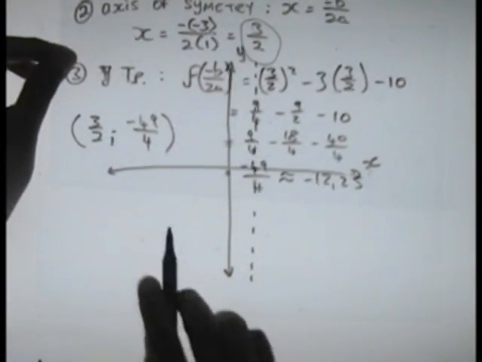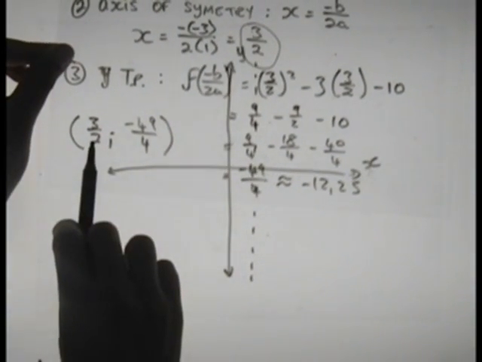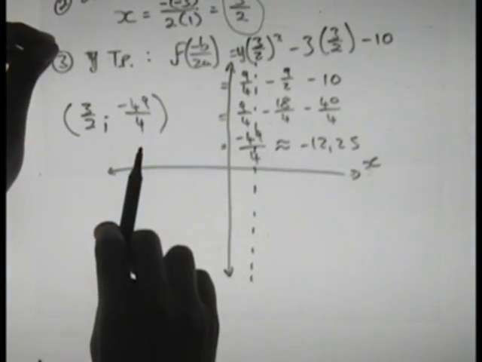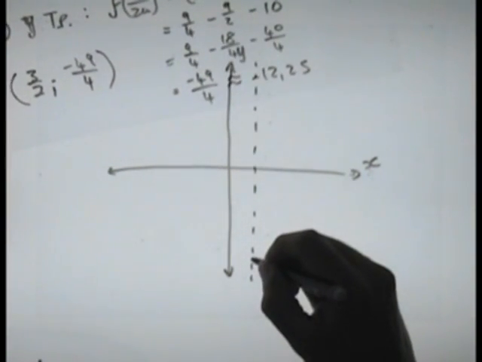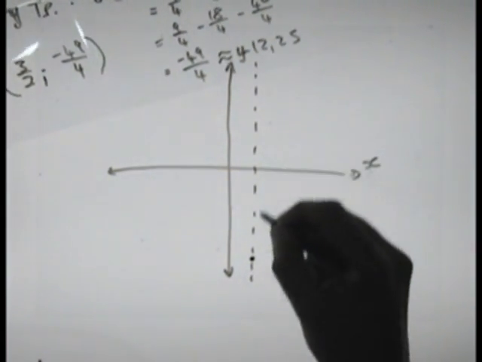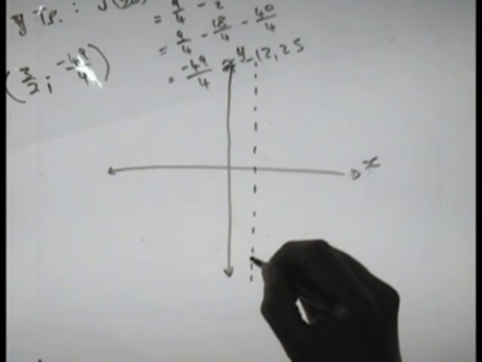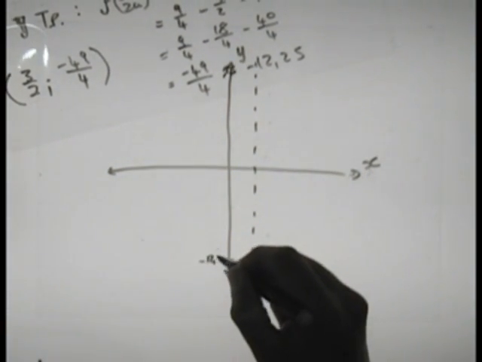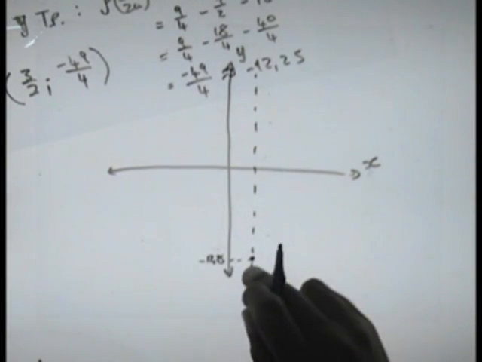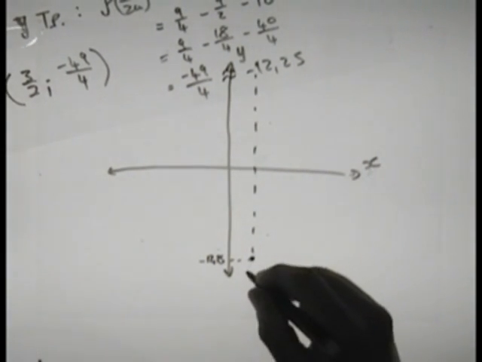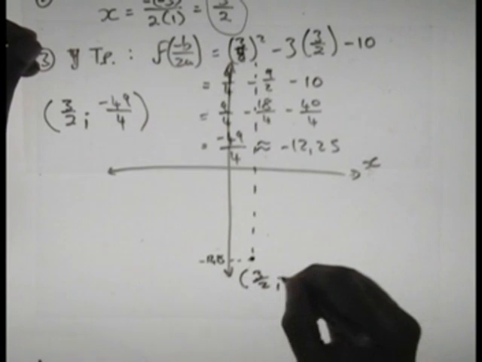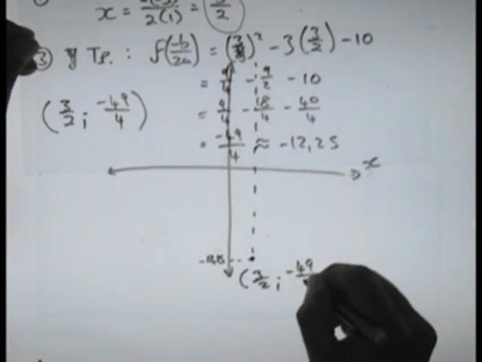Our turning point happens on the axis of symmetry and a y value of negative 12.25. So that's going to be somewhere over here. It's on the axis of symmetry and a y value of negative 12.25 or just negative 49 over 4. That means that the coordinates of the turning point are 3 over 2 and negative 49 over 4.